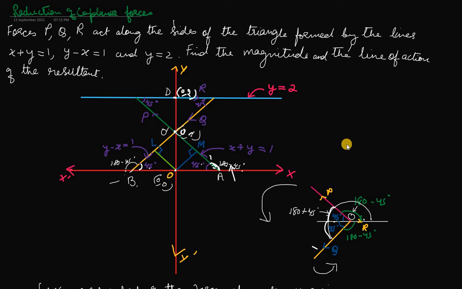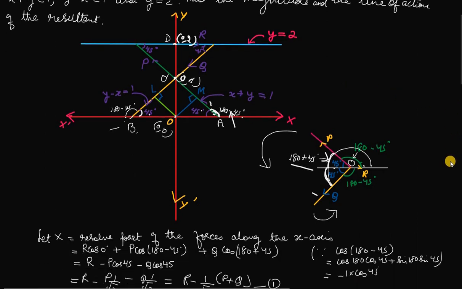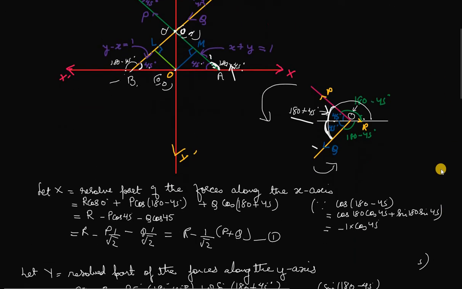But for the inclination of this with respect to the x-axis, since it is lying in the second quadrant, it is 180 from here, and then another 45. So you have this theta 2 here equal to 180 plus 45. Based on this, let us see, as we know, this is the formula.